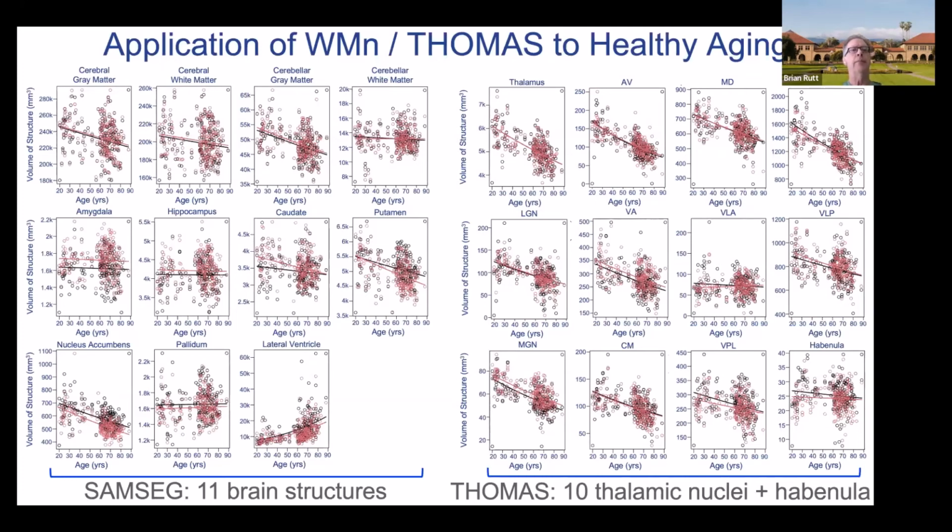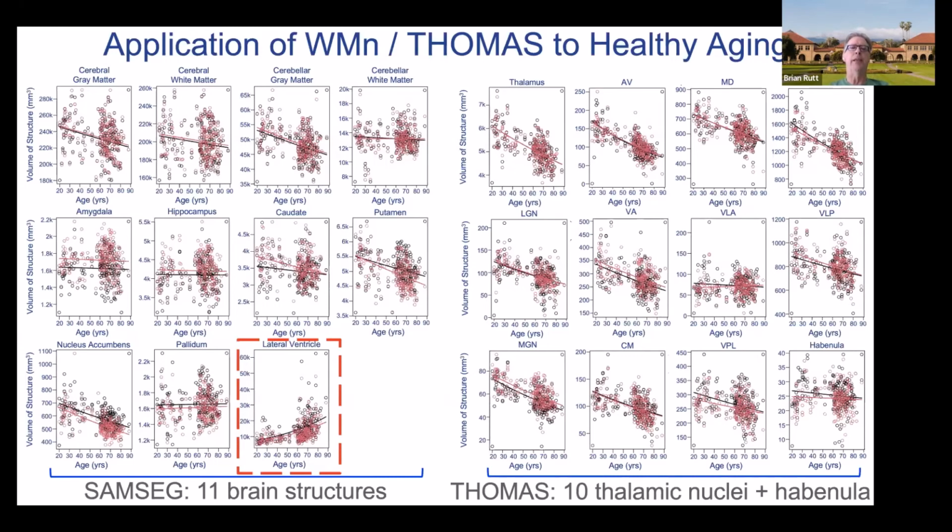The red and black lines here show the model fit we have. So we're fitting this to a nonlinear model, but most of the data fits quite closely. It's pretty linear over the age span, and red is for right hemisphere and black for left hemisphere. Maybe one thing of note is the lateral ventricle, which is one of the structures that comes out of SAMSEG, has the expected increasing volume with age. It's actually quite a strong and nonlinear increase, especially in the 60 to 90 age range here.